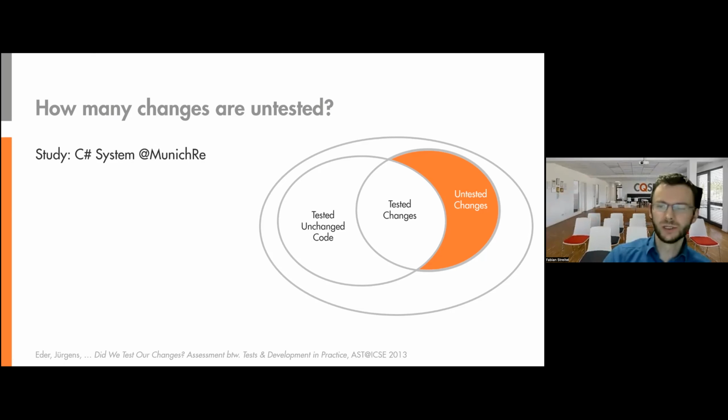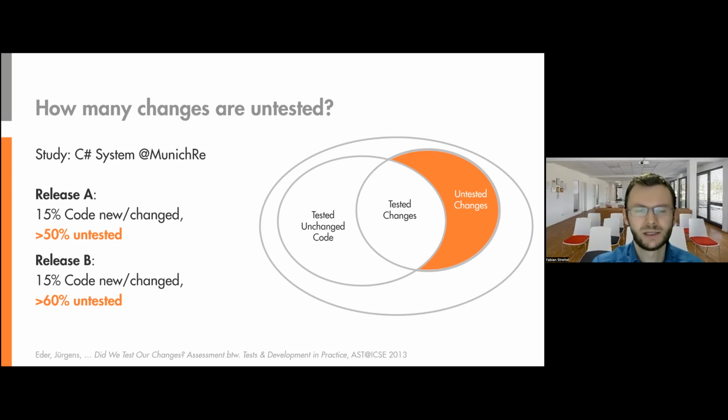And so for these 2 releases, we looked at the numbers. And what really surprised us was that they always changed 15% of the code. And over half of those changes went to production completely untested. Even though Munich Re has a very structured testing process. So for every Jira ticket, there's a test expert that goes over the ticket and tries to make a really comprehensive test of all the changes that were performed there. And still, over half of the code changes that the developers make it into production completely untested.